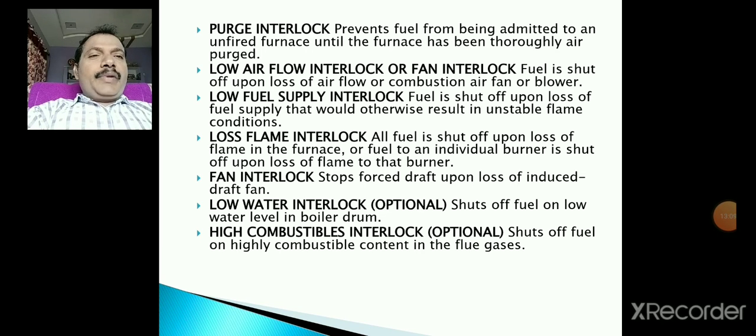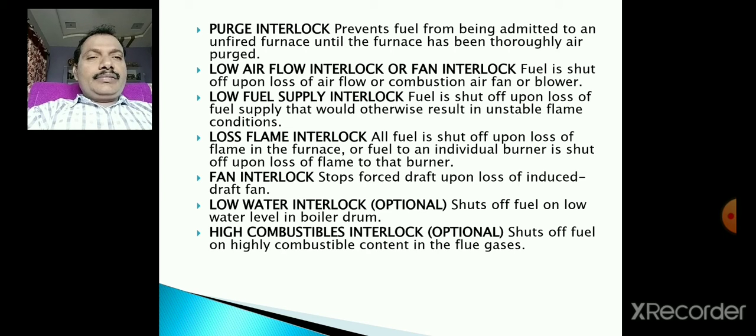The purge interlock prevents fuel from being admitted to an unfired furnace until the furnace has been thoroughly air purged. This is the purge interlock's purpose. Next, low air flow interlock or fan interlock: the fuel is shut off upon loss of air flow or combustion air fan or blower. And the low fuel supply interlock: fuel is shut off upon loss of fuel supply that would otherwise result in unstable flame conditions.